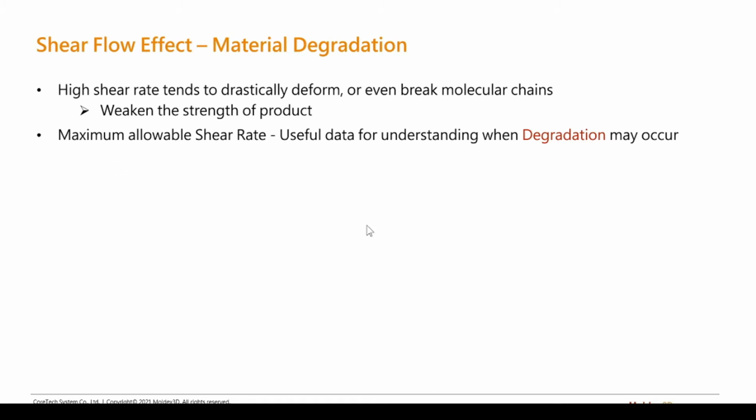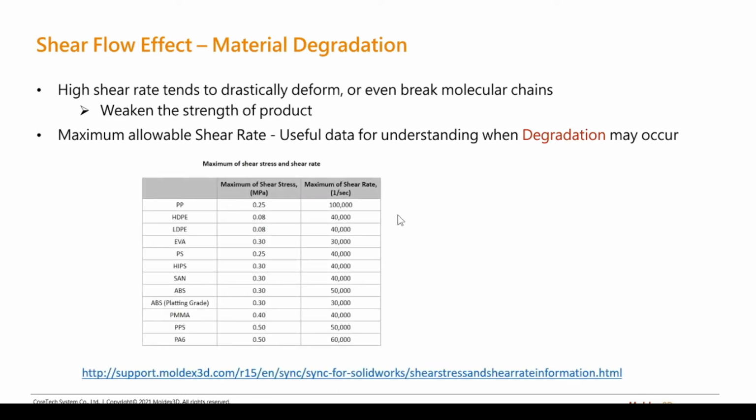Now, the maximum allowable shear rate is a term that gets thrown around quite often, and most of the time you'll see a table such as this one, where every material has a maximum shear stress and a maximum shear rate, and you can find this from our website and a bunch of other sources as well. This is a pretty common rule of thumb table. But the thing to keep in mind is this is more of a guide. You'll note that these maximum shear rate values are rounded to the nearest 10,000. This is quite a difference between 30,000 and 40,000. There is a big gap between those two.